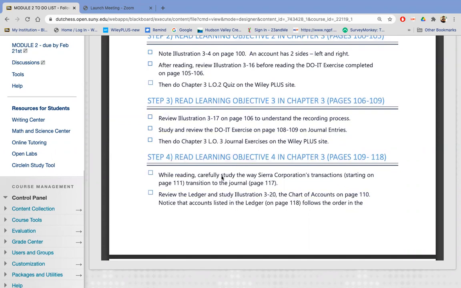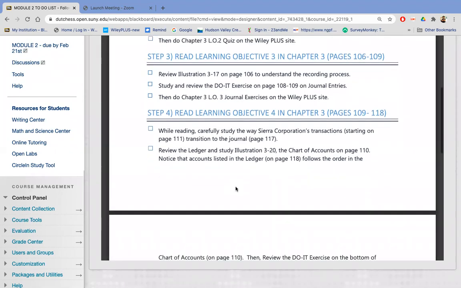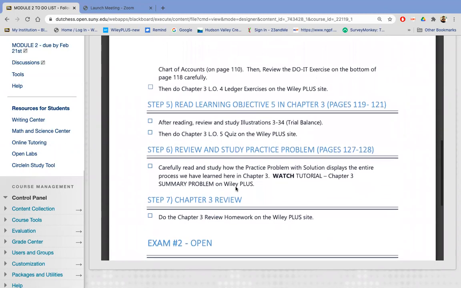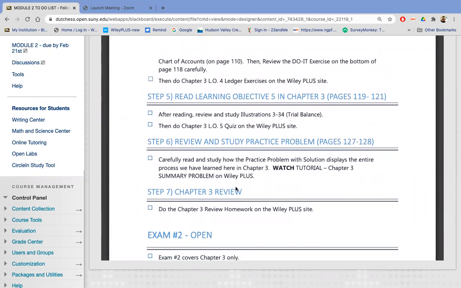Objective 4 takes a look at what's called the general ledger and the numbers that travel from the journal into the ledger. The ledger is a very large and important book, as is the journal, because it has all the balances in every account the company is maintaining. So to make sure all those balances are indeed balanced, Chapter 3 introduces you to something called a trial balance, which is making sure that the ledger is balanced.